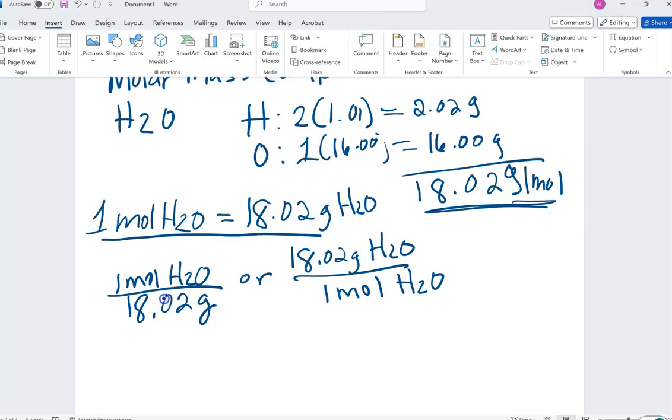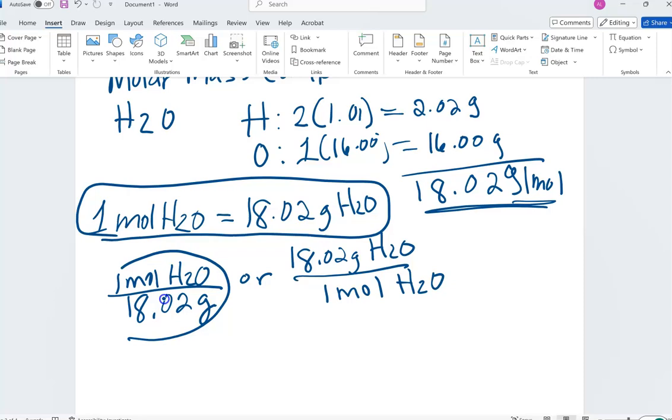So this represents the molar mass of water. Okay, so those are the first 2 things you have to understand.